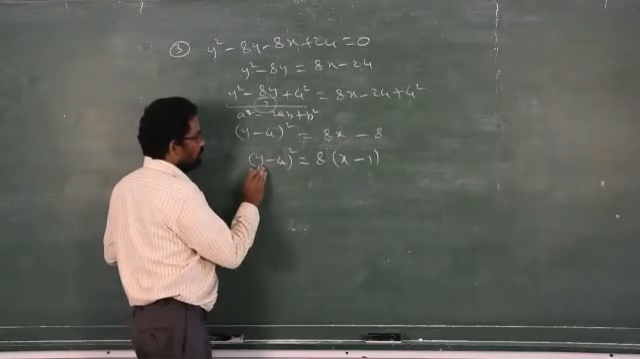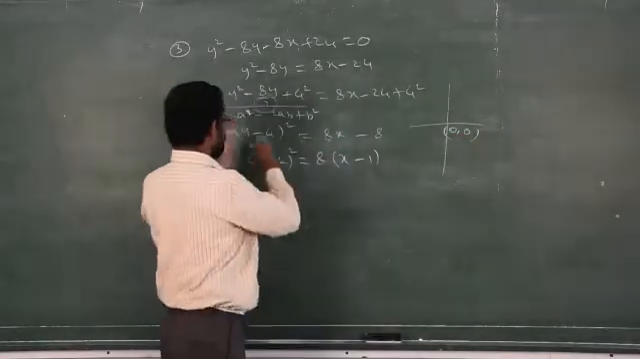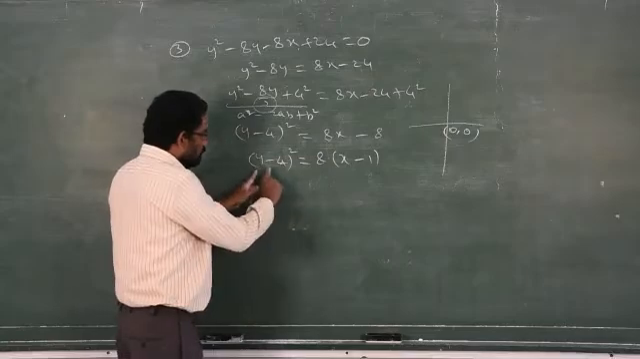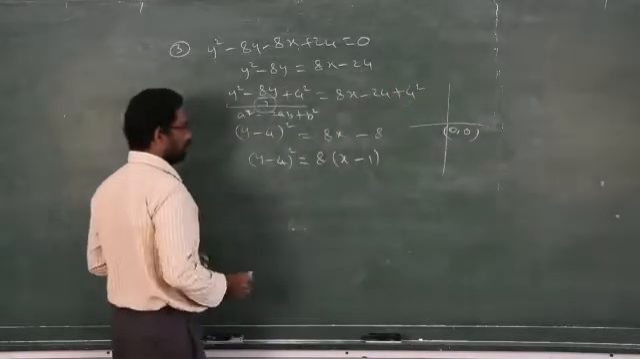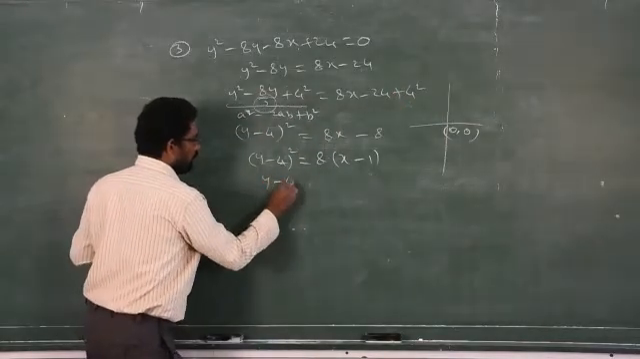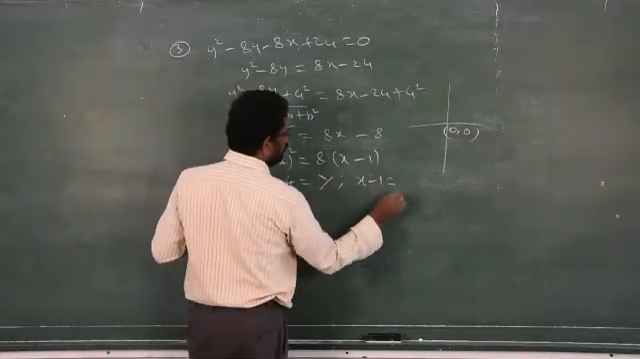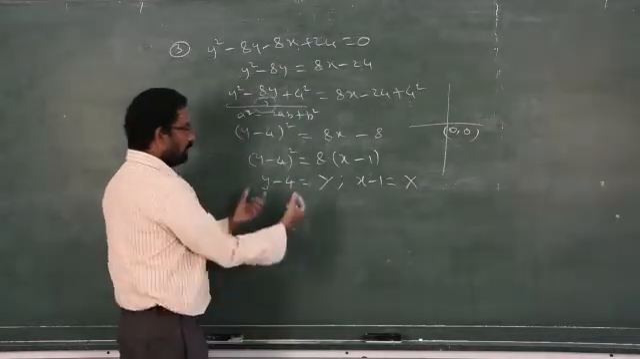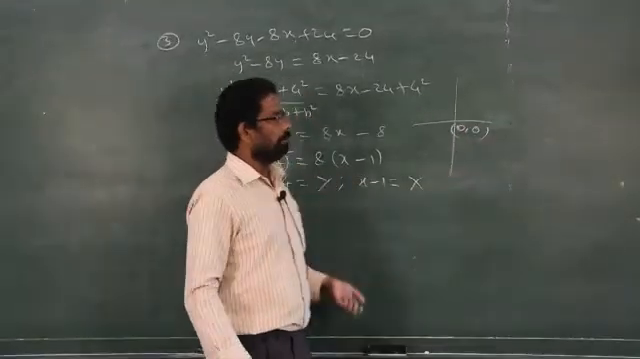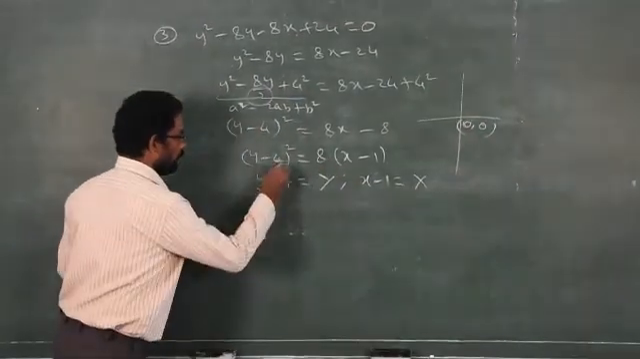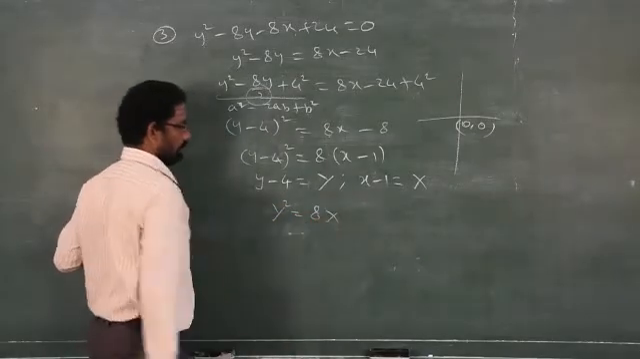Now this refers to the case when the origin is 0, 0, with small y and small x. But we have some constant along with small y and small x. Therefore, I am shifting the origin to some other place, for which I consider y minus 4 equal to capital Y and x minus 1 equal to capital X. I am shifting the origin somewhere, depending upon the question. Clear? So now I can rewrite this as capital Y square is equal to 8 capital X.